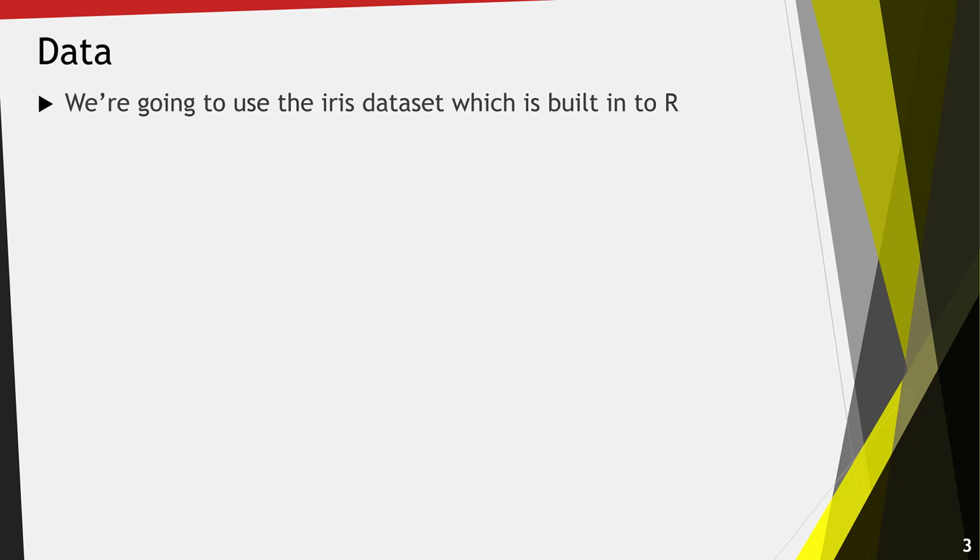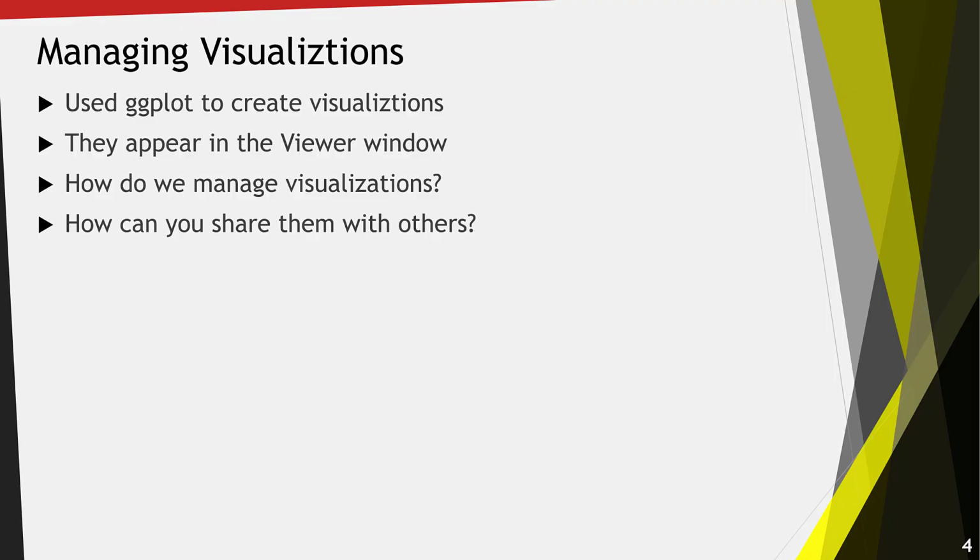We're going to use the Iris dataset, which is built into R. So far, when we've used ggplot, we've created visualizations, and they've appeared in the viewer window. But how do we manage visualizations? And importantly, how can you share them with other people?